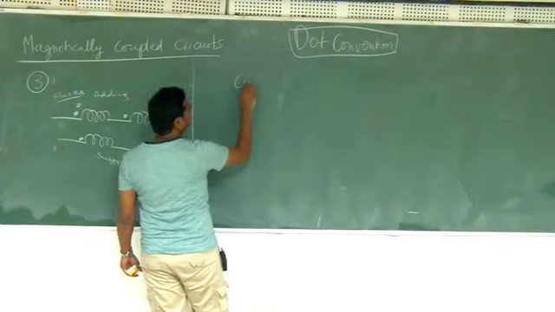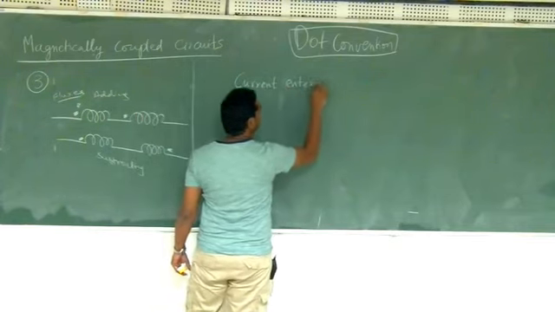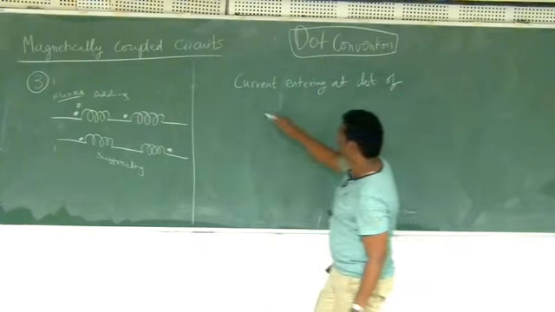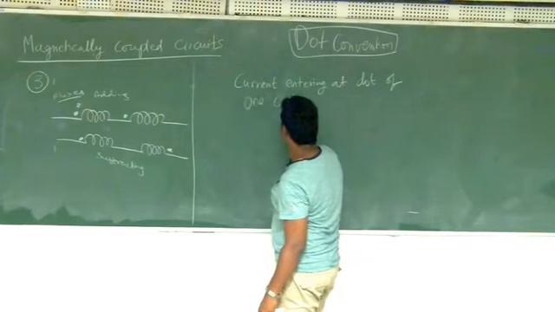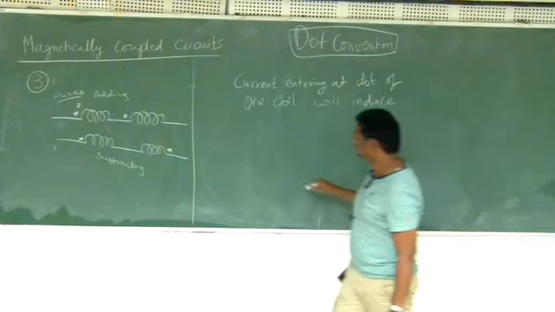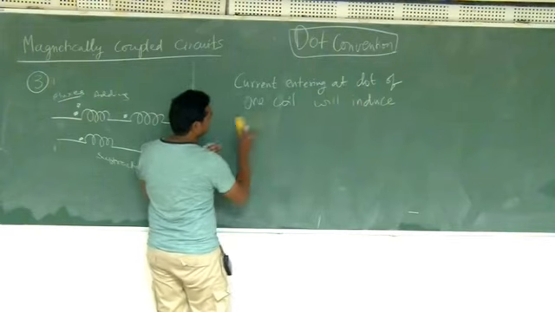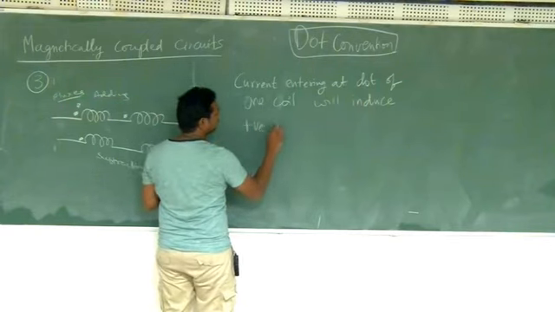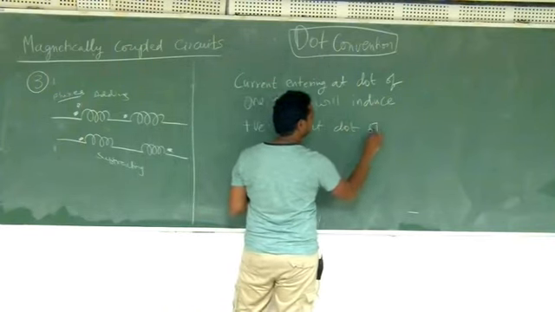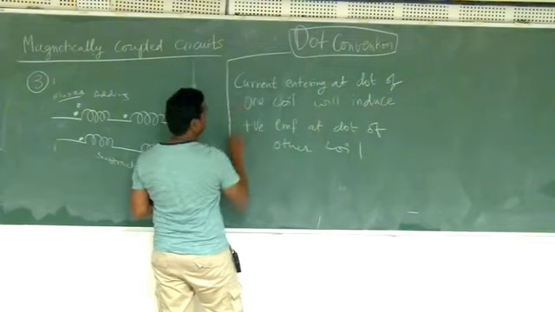So current entering at the dot of one coil will induce EMF, will induce positive EMF at the dot of the other coil. So this is the dot convention.